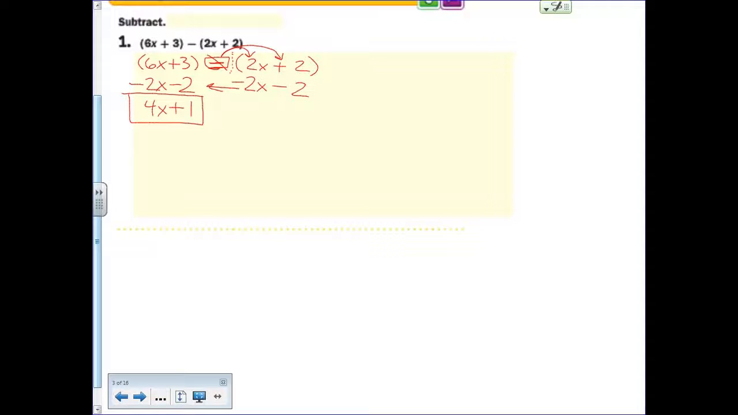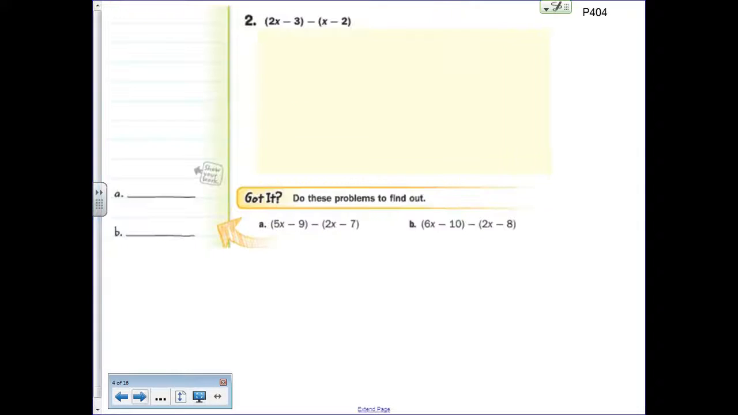So again, you're distributing an understood -1 to the 2x, making it -2x. You're distributing a -1 to the positive 2, making it a -2. And then you're treating it like it's an addition of linear expressions problem, even though our integer rules say we had to subtract. Let's take a look at example number 2.